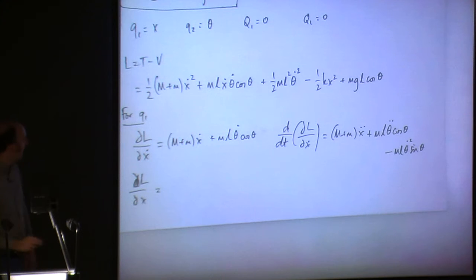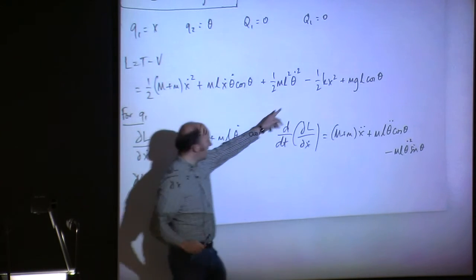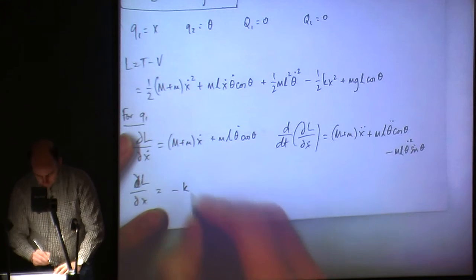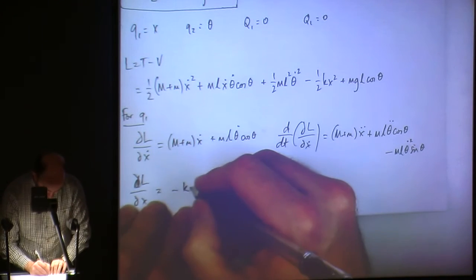Partial derivative of L with respect to x, the only term I need to consider is this one over here. So that just becomes minus kx.